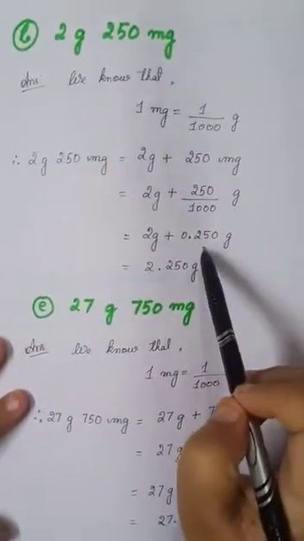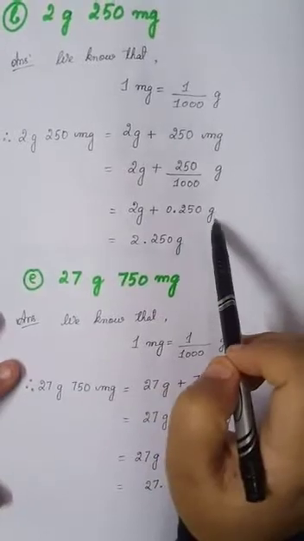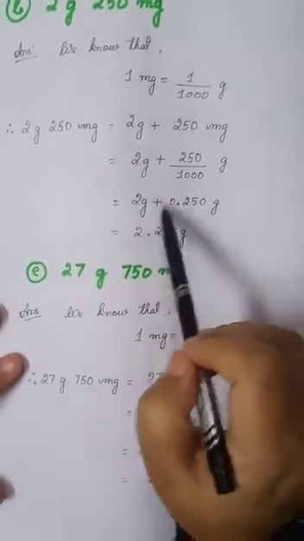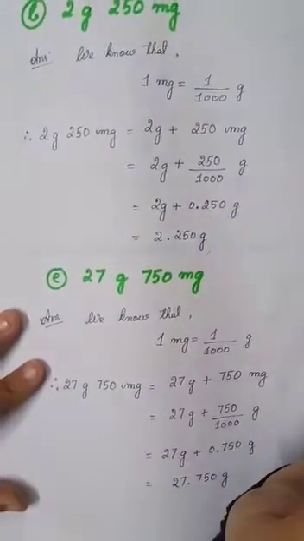Now we will convert this into decimal. 2 gram plus 0.250 gram. Then we will add this, 2.250 gram. So this is our answer.